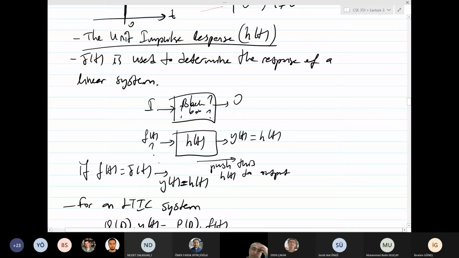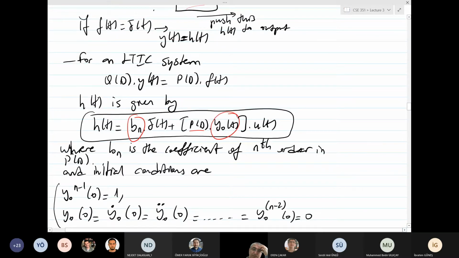So when you apply the delta function, as if you are multiplying by H of f in the frequency domain. That means as if you are pushing this h of t to the output. So that was an unknown function. When you apply a delta function, as if you are pushing this to the output. So the output is going to be h of t, and this is achieved by applying the delta function. When you apply a delta function to a system, you obtain the impulse response of that system.